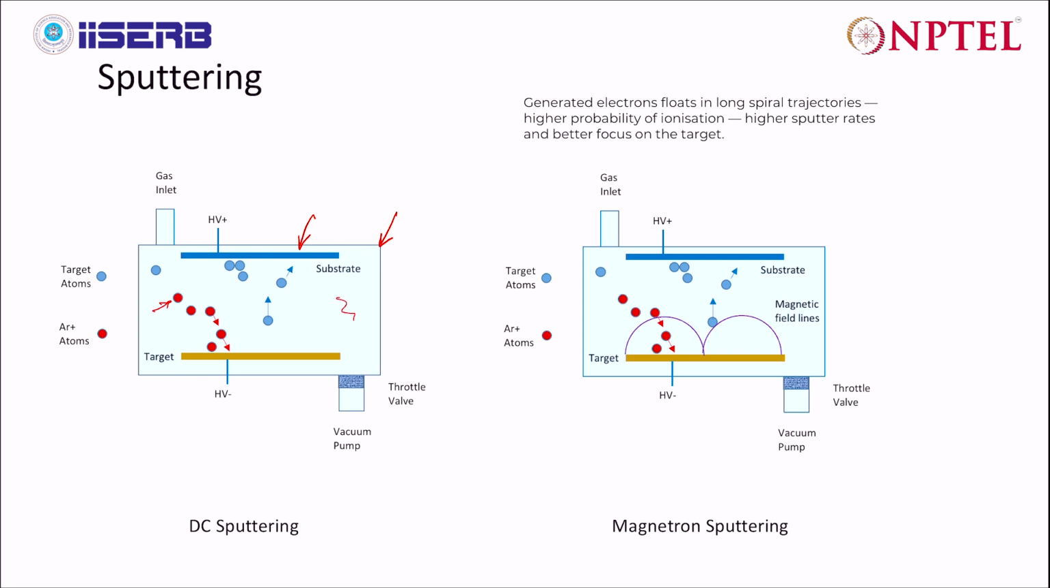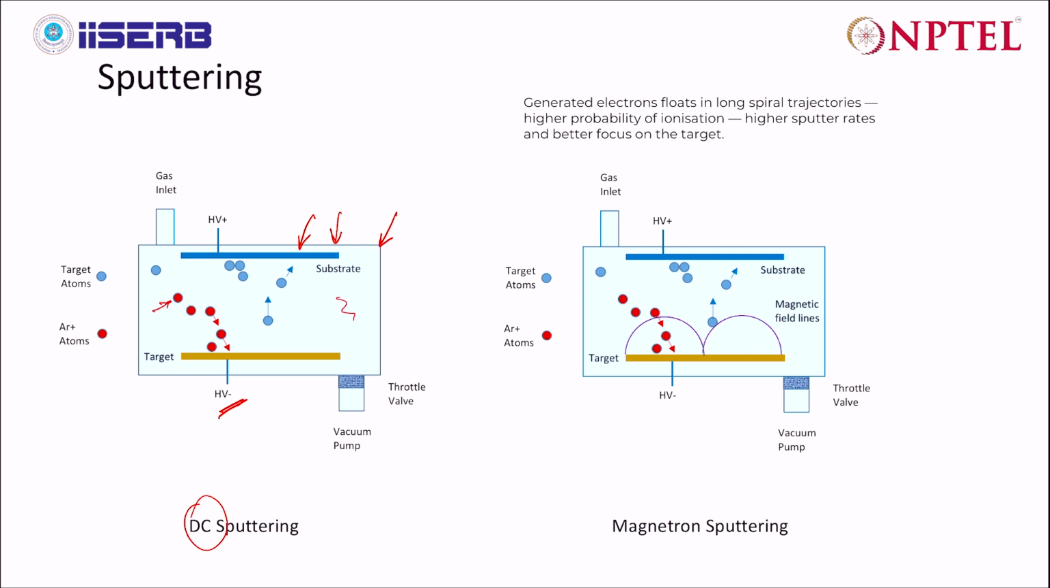This process is known as sputtering, and in this sputtering process you'll be able to deposit different types of materials on a substrate. This is the basic mechanism. In the case of DC sputtering, we use DC voltage, in fact high voltage DC, in order to create the plasma inside the chamber.